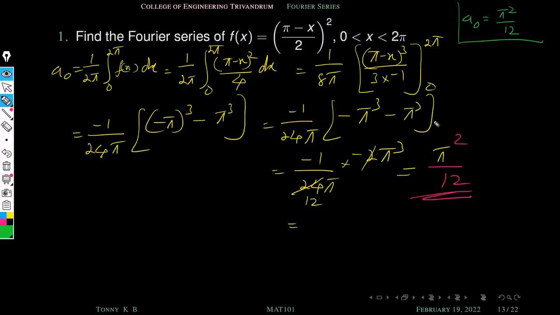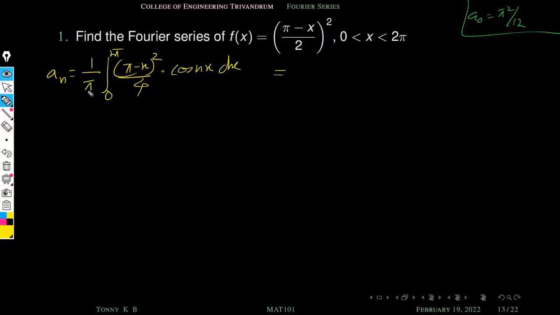Okay, so a naught is pi square by 12. Next you have to find a n. So a n is given by the formula 1 by pi integral 0 to 2 pi f of x cos n x dx. Here f of x is (pi minus x) square by 4.